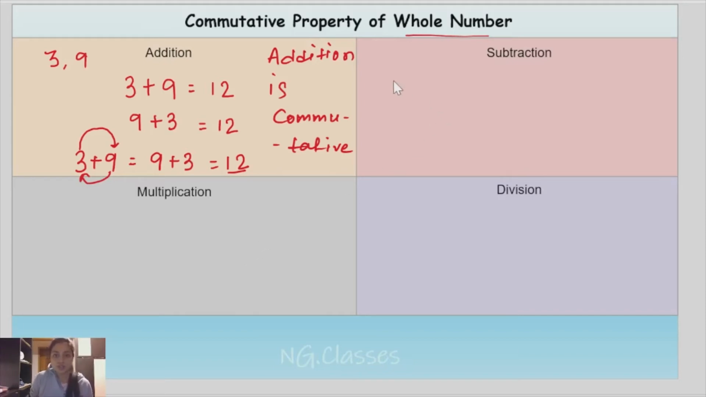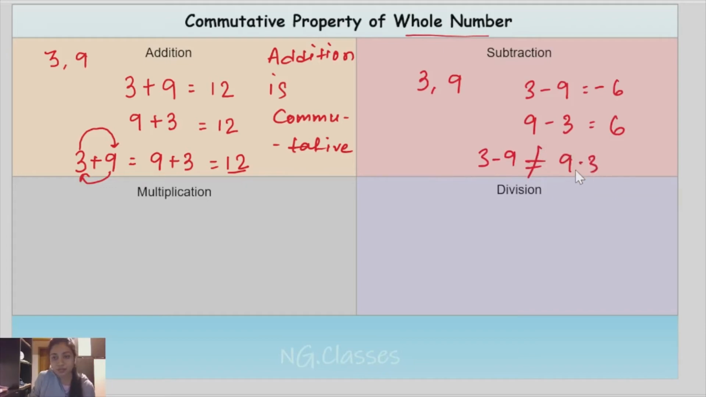Okay, let's check for subtraction. 3 and 9. 3 minus 9 will be negative 6. And what about 9 minus 3? It will be positive 6. So 3 minus 9 is not equal to 9 minus 3. So subtraction is not commutative for whole number. Clear?